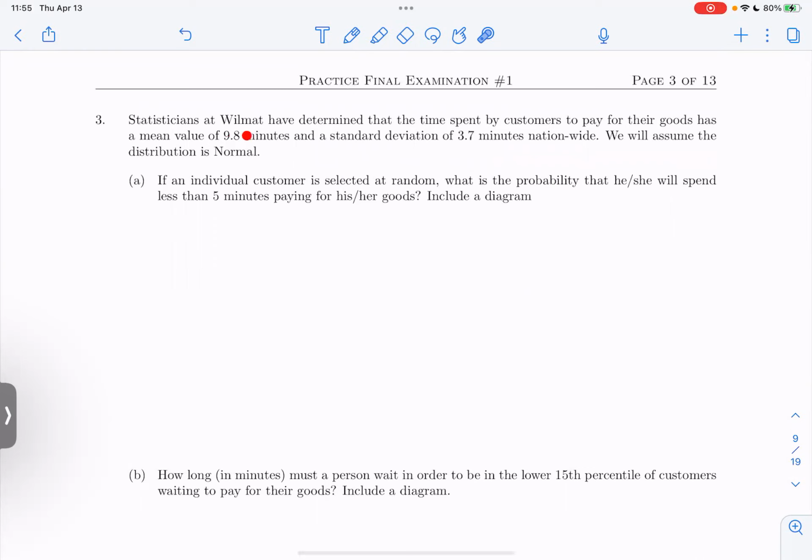Statisticians at Wilmot, very aware of branding and things, so not Walmart, Wilmot, have determined that time spent has a mean of 9.8 and a standard deviation of 3.7. We assume the distribution is normal, so this is a Z-score type of question, right?